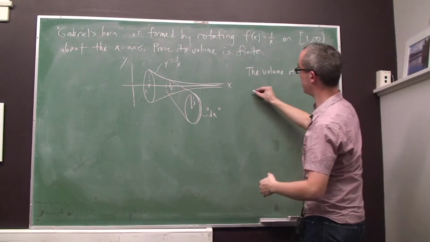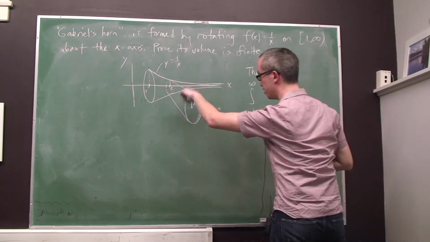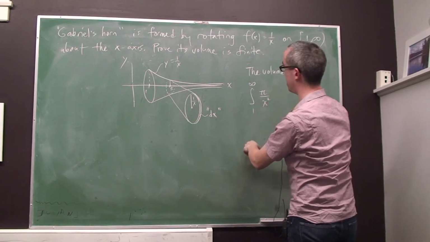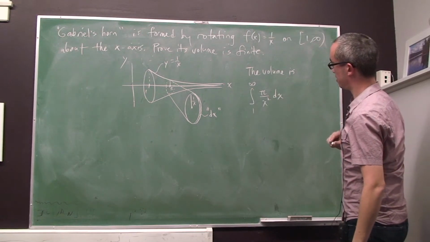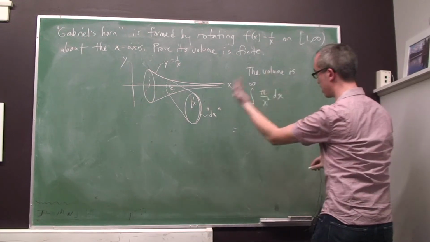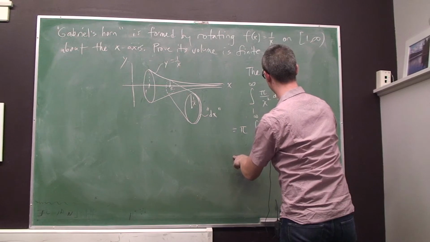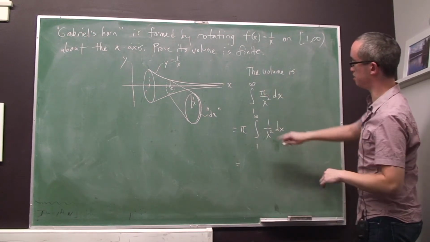The volume is therefore the integral from 1 to infinity of the area of one of these disks, so pi over x squared dx. And this is not a tricky integral to figure out. Let's extract the pi, and then we have the integral from 1 to infinity of 1 over x squared dx, which I'll leave the details to you.